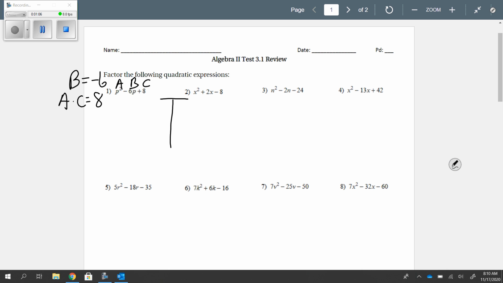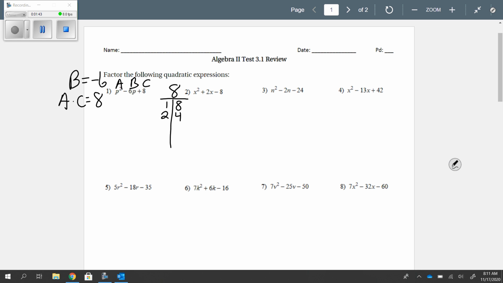Then we find multiples of 8. We need to find multiples of 8 that add up to be negative 6. All right. 1 and 8, can that get us to negative 6? No. 2 and 4, can that get us to negative 6? Yes. Now again, like I said to my face-to-face students and I've said online, we have to use our brain and figure out positive 2, positive 4 multiplied does equal 8, but we notice B is negative 6. So how do we get it to add up to negative 6, but multiply to be positive 8?